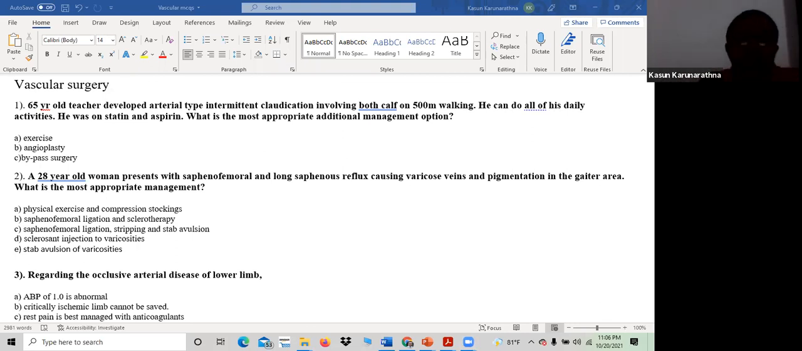Question number 2. A 28-year-old woman presents with saphenofemoral and long saphenous reflux, causing varicose veins and pigmentation in the gaiter area. What is the most appropriate management? What is the answer for question number 2?